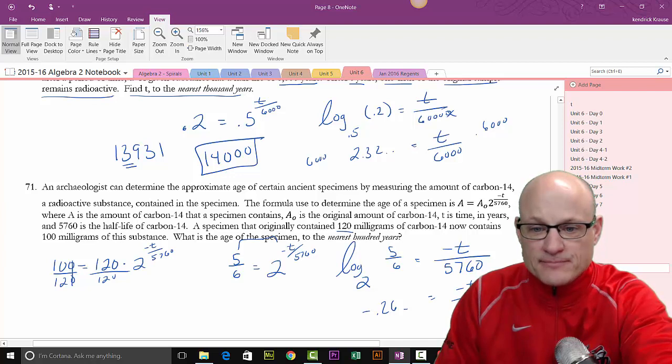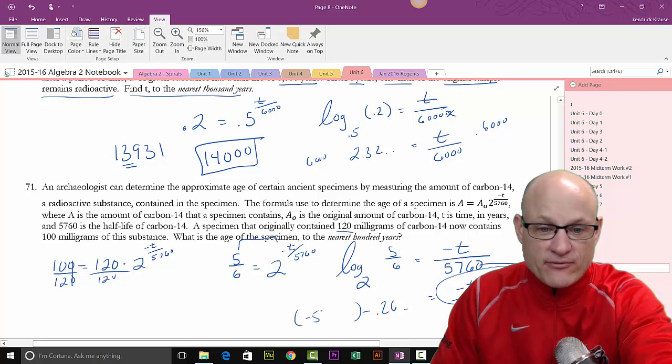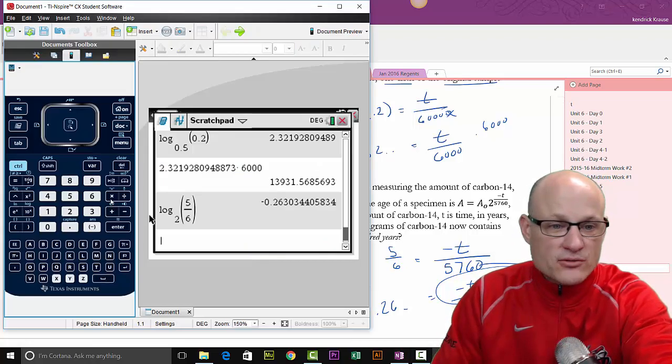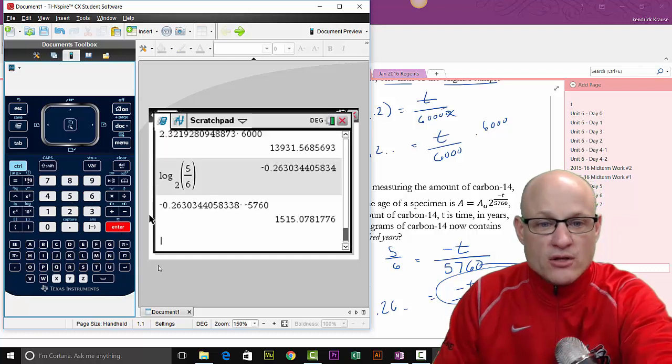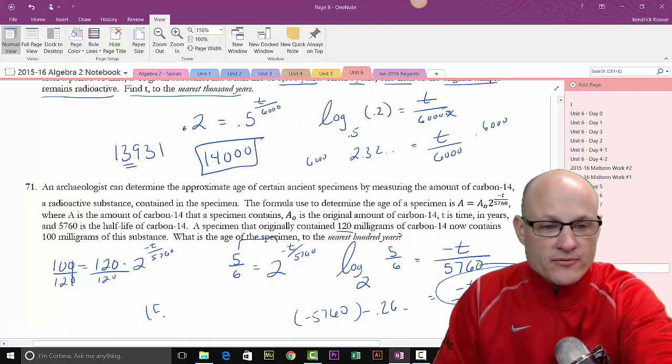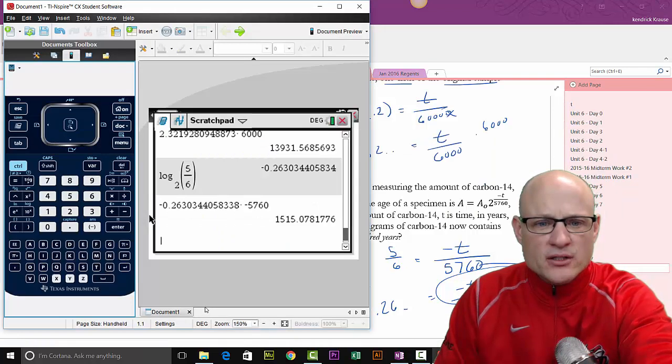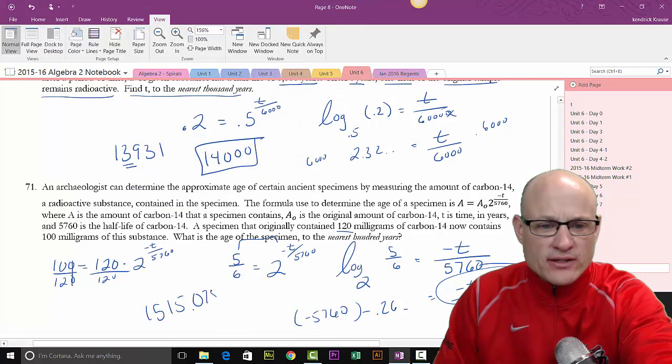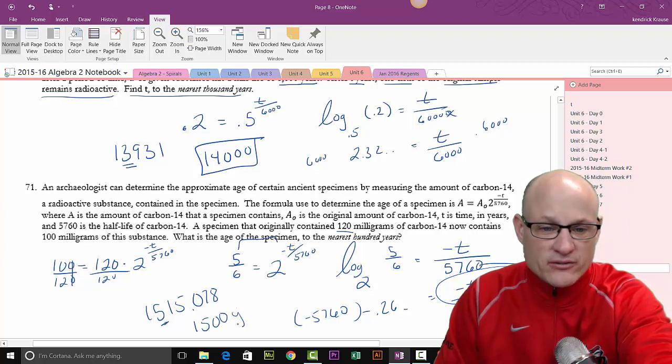So I'm going to multiply by 5760, but I'm going to multiply by negative 5760 because these will cancel and it'll make positive T. So times negative 5760 equals 1515.078. So nearest 100 years would be this one, so it's 1,500 years.